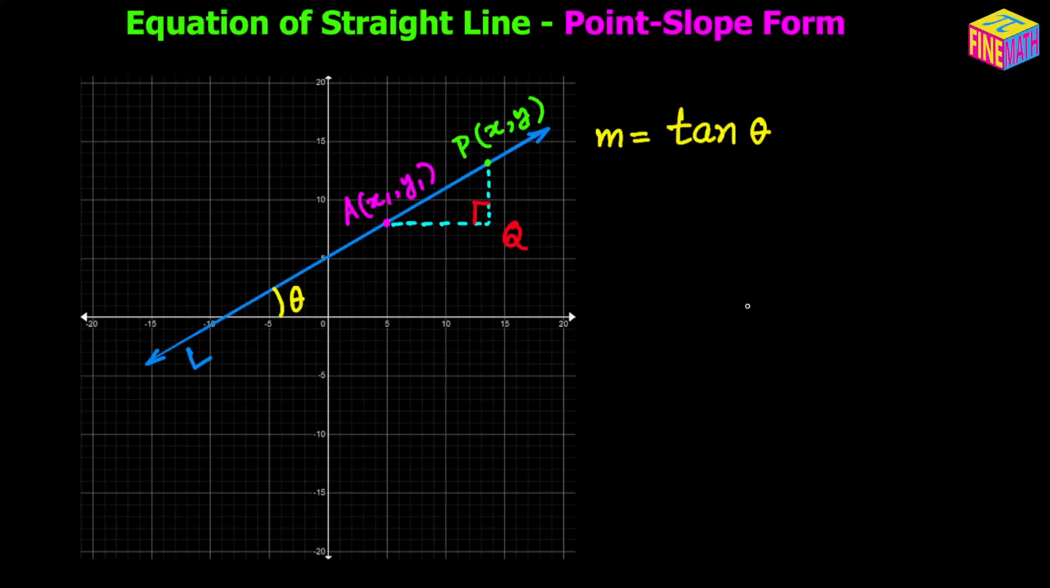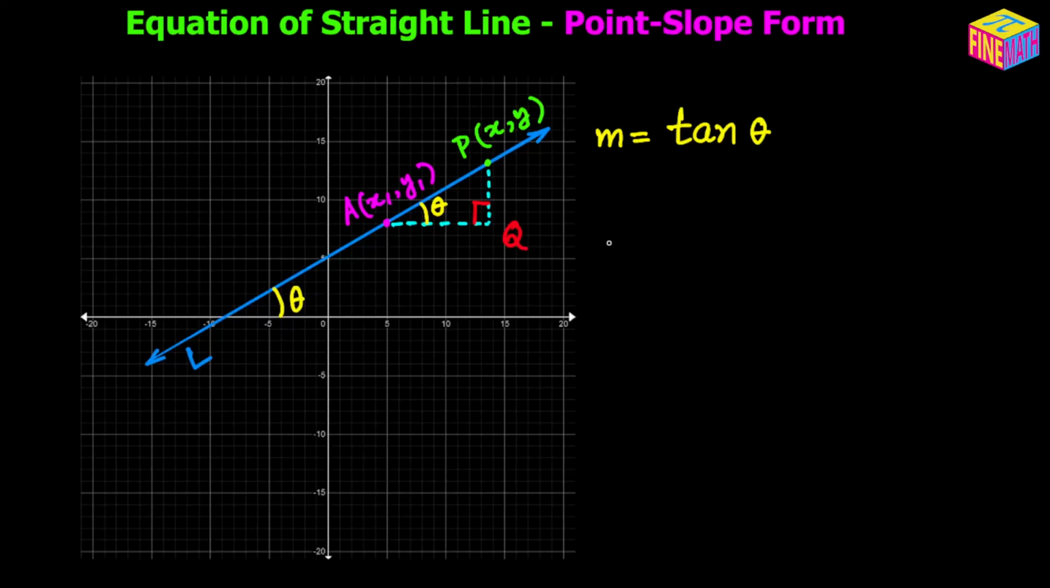Now because AQ is parallel to the x-axis, the angle PAQ, this angle right here, will also be equal to theta. If you think about the two parallel lines, which are AQ and the x-axis, and assume that the straight line L is a transversal, then those two angles will be corresponding angles, meaning our original angle, the angle between the straight line and the x-axis, and the angle PAQ will be equal.